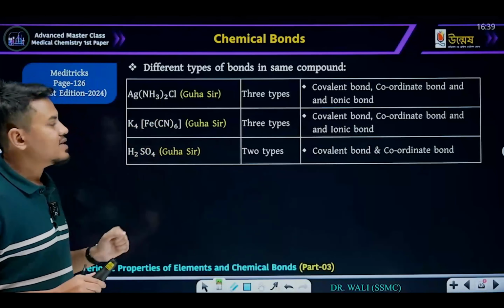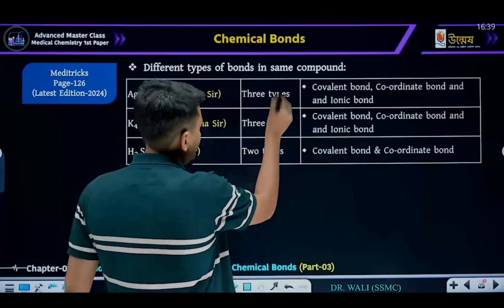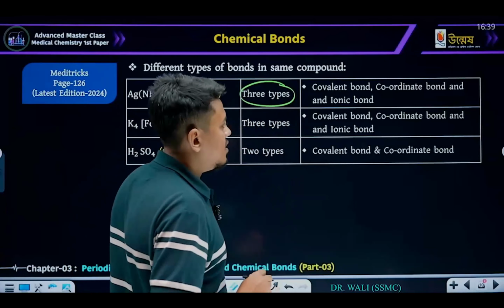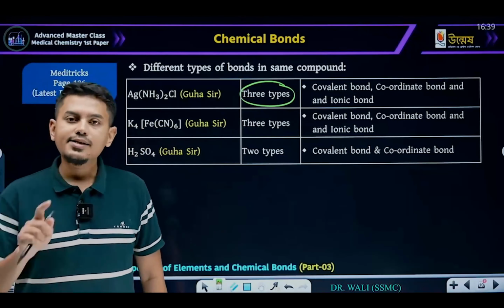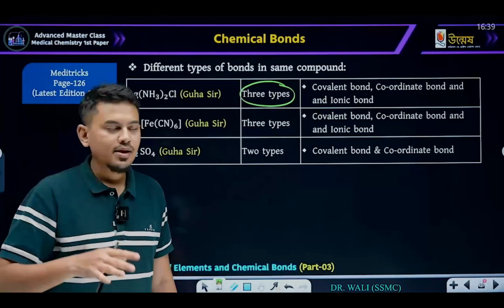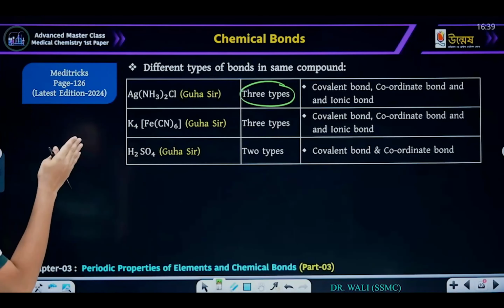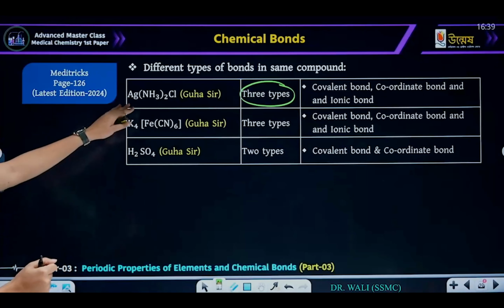Suppose in diamminesilver chloride, the number of types of bond is 3, which are covalent, coordinate, and ionic. When there is ionic, covalent, and coordinate all together, it mostly acts like ionic. The ionic property dominates. But if the question appeared this way, how many bonds are there? In that case, you have to know the structure.